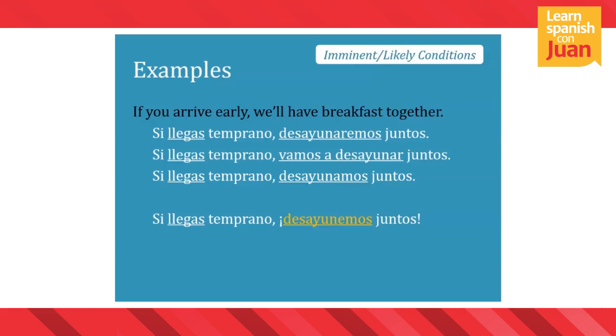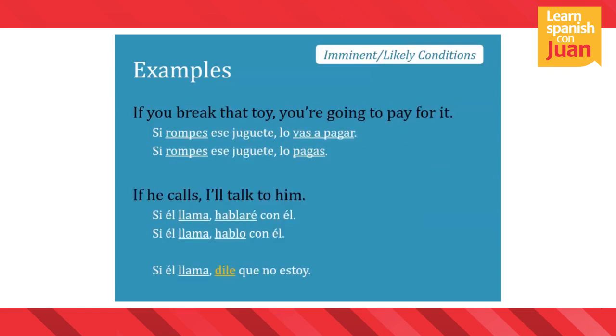And then finally, an imperative. If you arrive early tomorrow, let's have breakfast together. Si llegas temprano, desayunemos juntos. And just two more examples of these imminent likely conditions or if clauses, because like I said, it is the most common kind of if-then clause in Spanish, I think. So just to drive home the point a little bit. If you break that toy, you're going to pay for it, right? So it's a specific toy, specific circumstance, right?